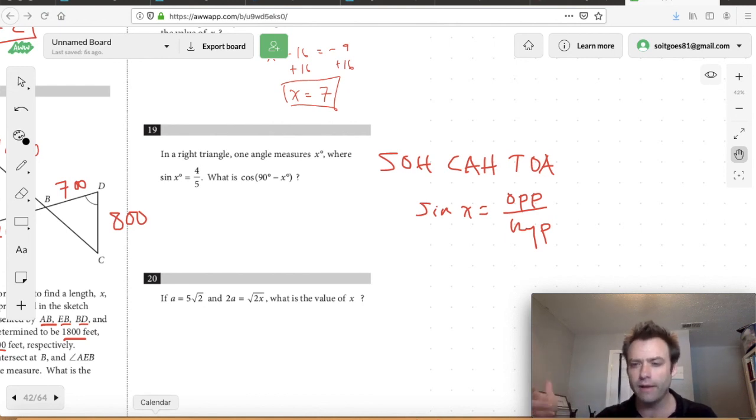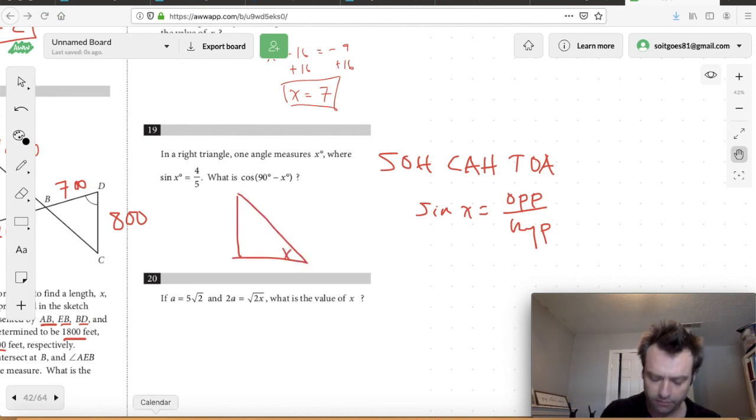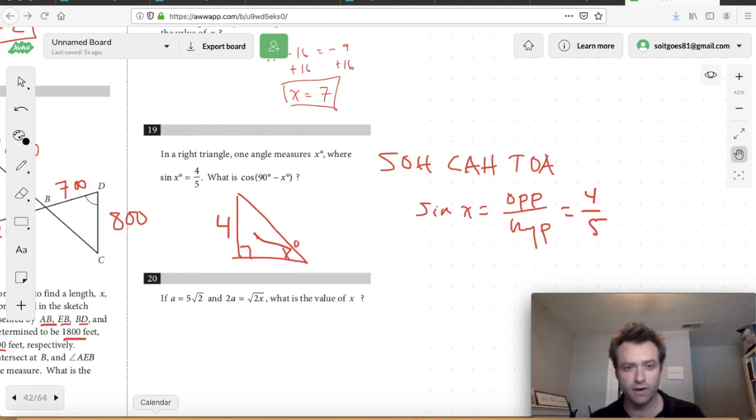So we can draw a right triangle here. It tells us it's a right triangle. I'm going to call that angle x degrees. Here's my 90-degree angle. The sine of x is 4/5, so the side opposite x is 4. That's literally on the other side of that angle. And then the hypotenuse is 5. There's only one hypotenuse in a right triangle, so that's 5.